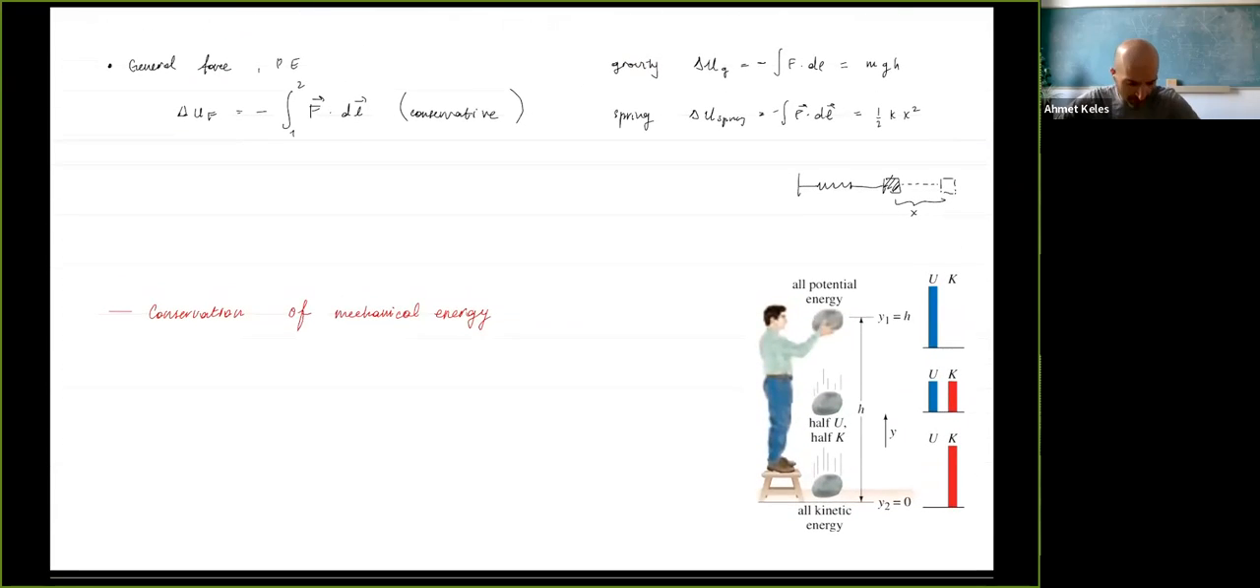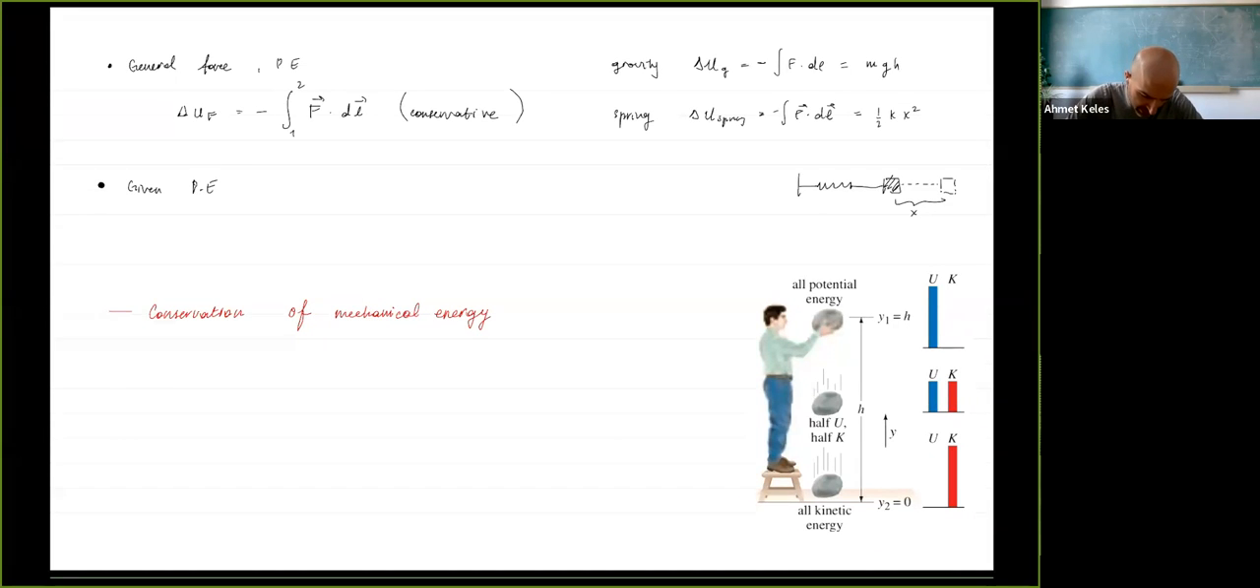Now I want to reverse. Here the logic was, given the force, calculate the potential energy. Given a general force, calculate the potential energy. But what is interesting is there's actually a reverse logic. Given the potential energy, the question is, can you calculate the force? And of course, we can.